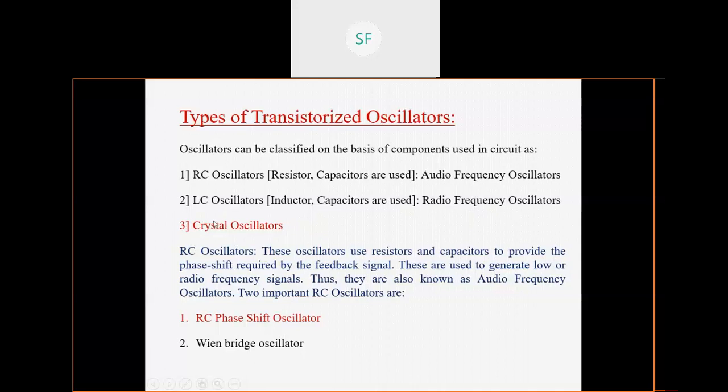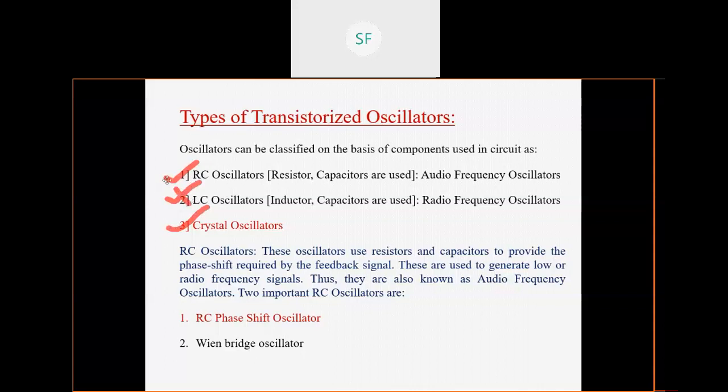So crystal oscillator is in our syllabus. And LC oscillators are not in our syllabus. You should remember like this. Why I have mentioned this particular slide is, this is general classification. Okay, so any oscillator can be classified into either RC, LC and crystal. So crystal आपके syllabus में है, crystal oscillator. LC oscillator का एक भी circuit आपके syllabus में नहीं है.